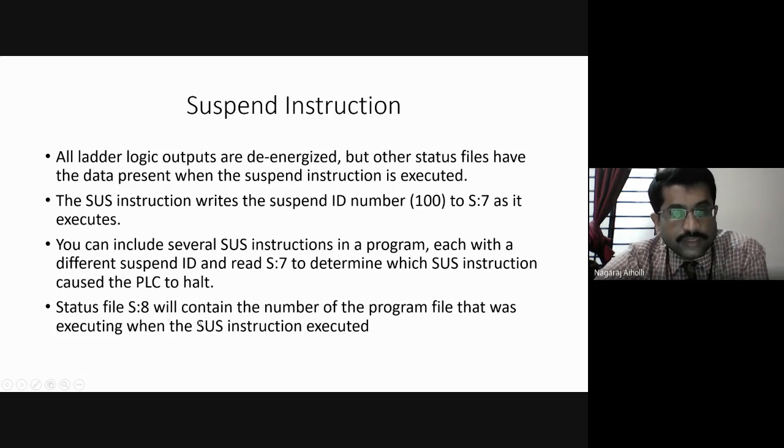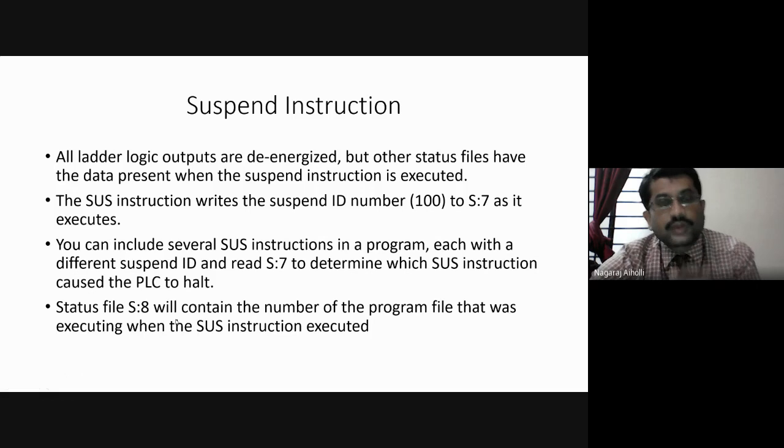Status file S:8 will contain the number of the program file that was executing when the SUS instruction executed. S:7 is meant to store the suspend IDs. S:8 is meant to store the status of the program which is under suspension. Which program is being suspended, that program status is stored in S:8.